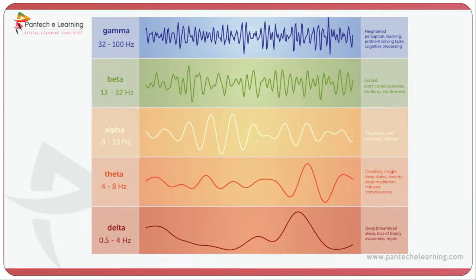Suppose you are in a very relaxed state, then the alpha value will be higher, like 8 to 13 Hertz. Suppose you are in a thinking state, then the beta value of 13 to 32 Hertz will appear. Suppose you are doing puzzles or problem solving, then the gamma waves will be stronger, in the range of 32 to 100 Hertz.